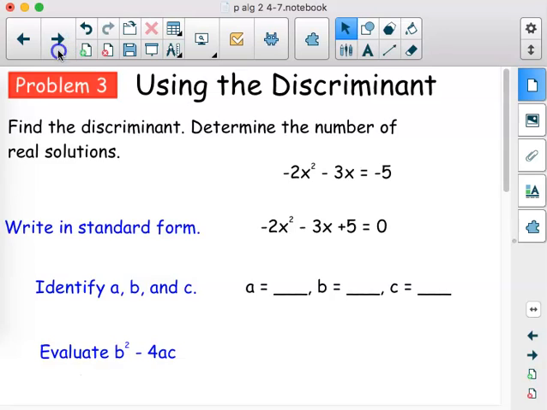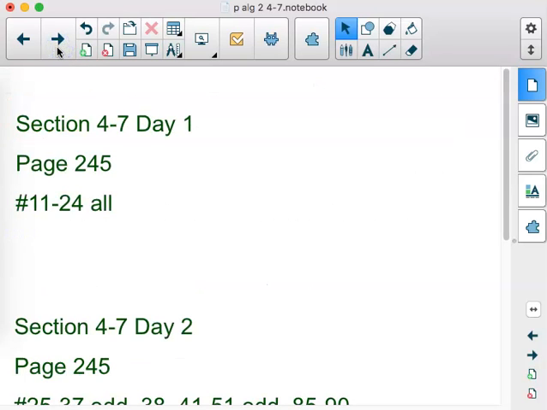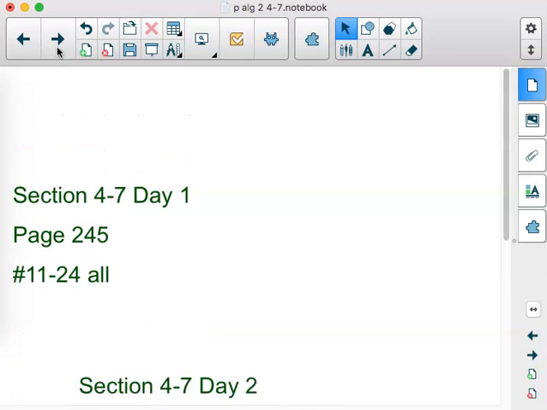So let's get you started on some homework. And that's probably in the glare. That one out of there.